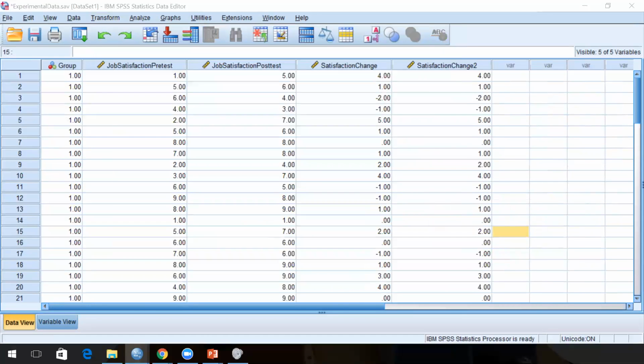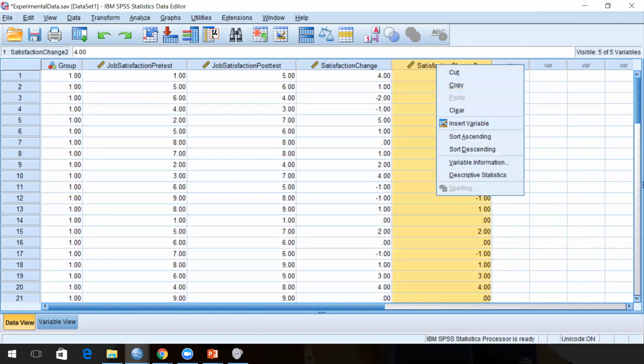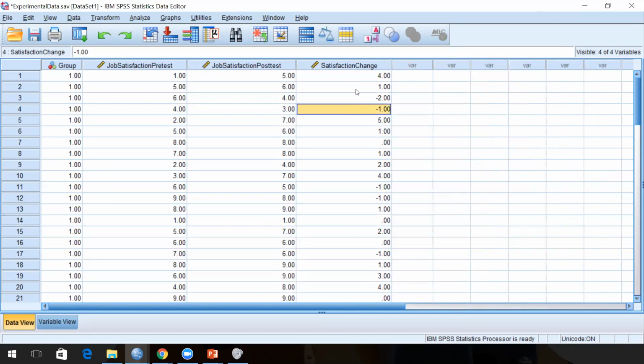Click OK. You see here it created a satisfaction change 2, which is the same as satisfaction change because they're the same calculations. For our first person here, who is in the treatment group in the training program, job satisfaction was 1 originally on the pretest and went up to 5, so it's a change of 4. You see that in both of these. I'm going to delete the second one because we don't need it. In some cases, people's satisfaction actually went down, right? And we can see, going down to the control group, there are some changes for the people in the control group as well.